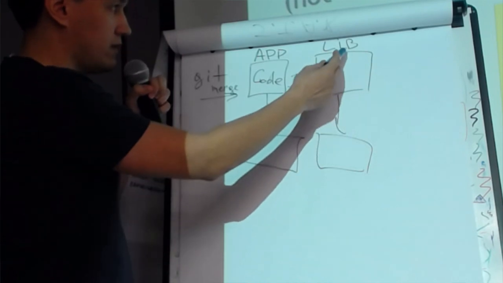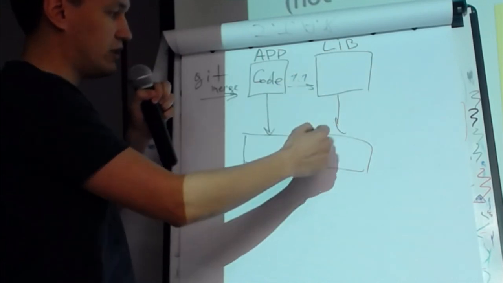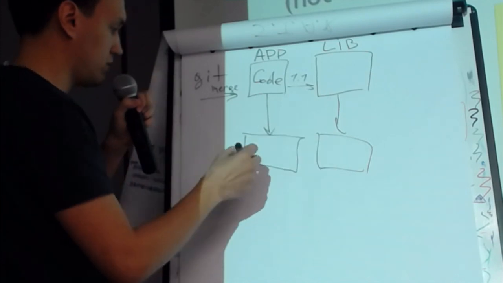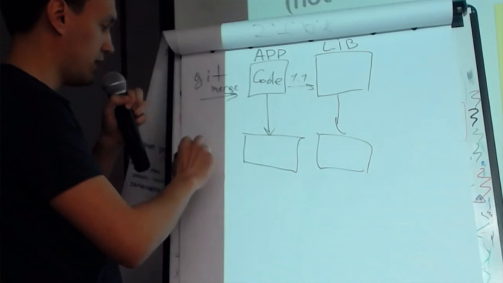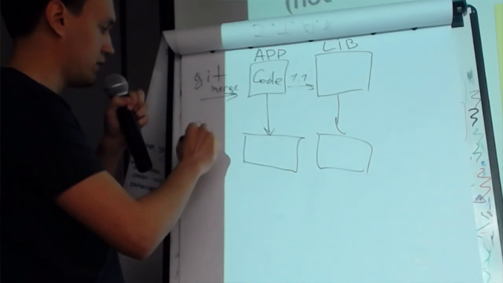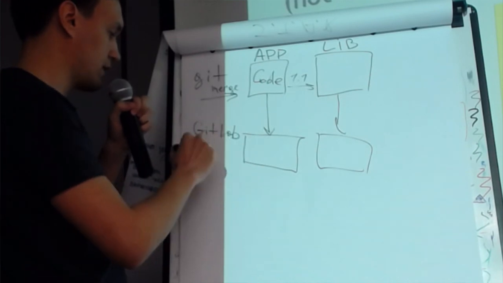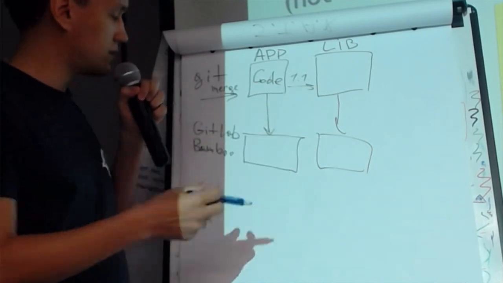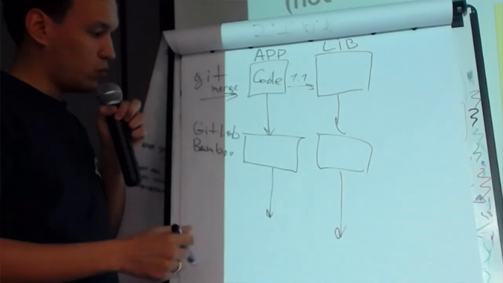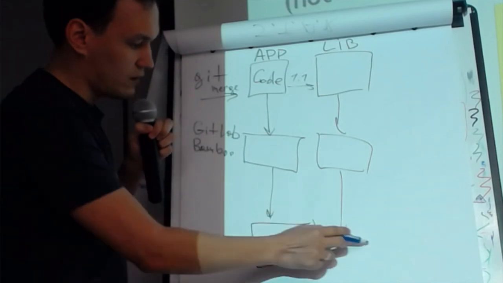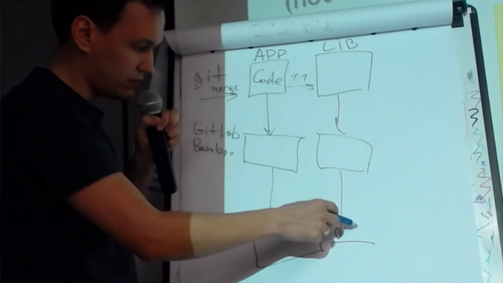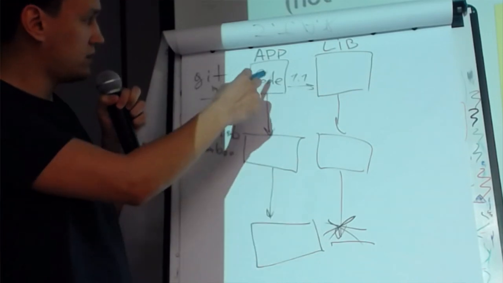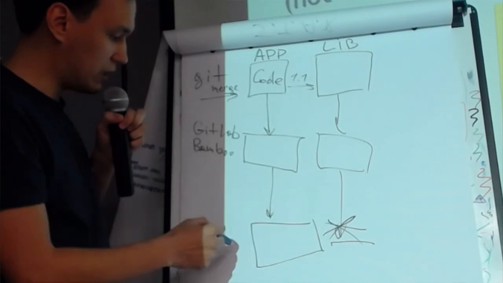So when I update the code for this library, it's built into a separate package, and when I update the code for my application, it's built into an application package. For example, we use GitLab or Bamboo to create our builds. And then, when we deploy, we do not deploy libraries, so there is no continuation on this track, but we do deploy our applications. And we deploy an application, for example, to dev.